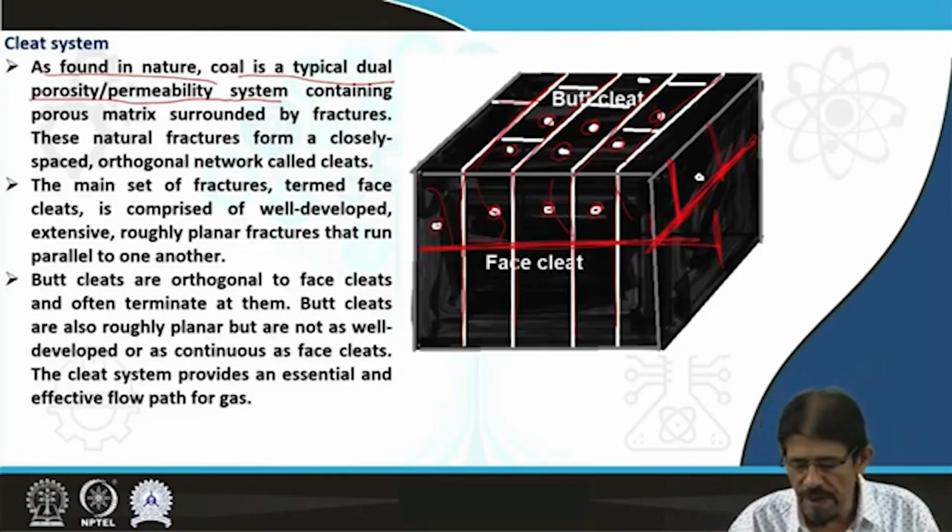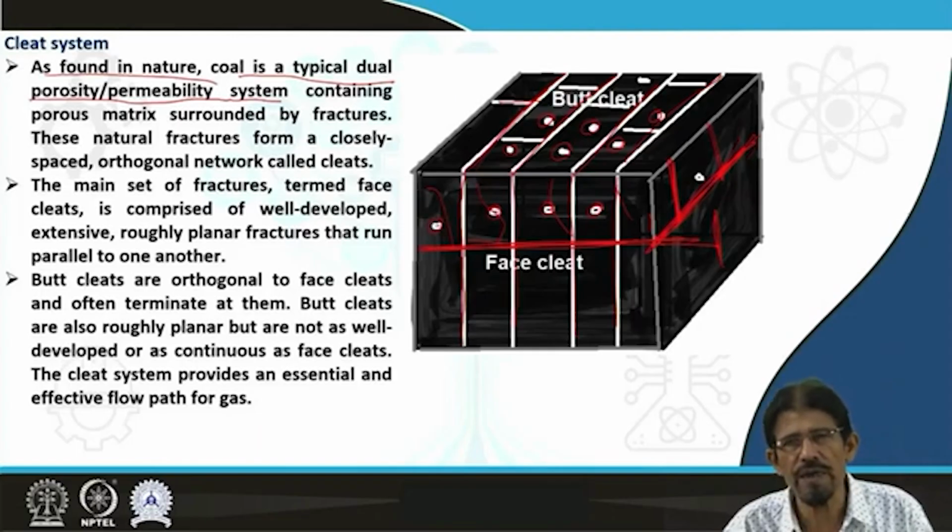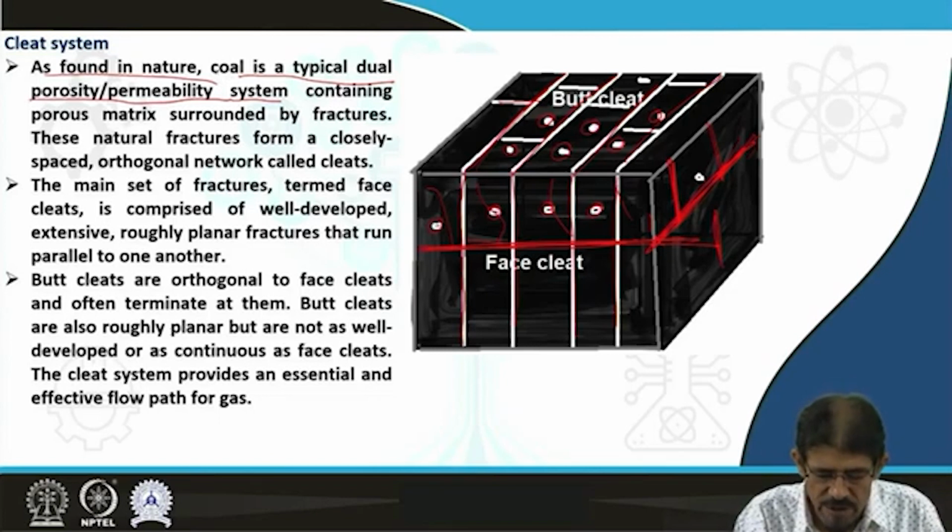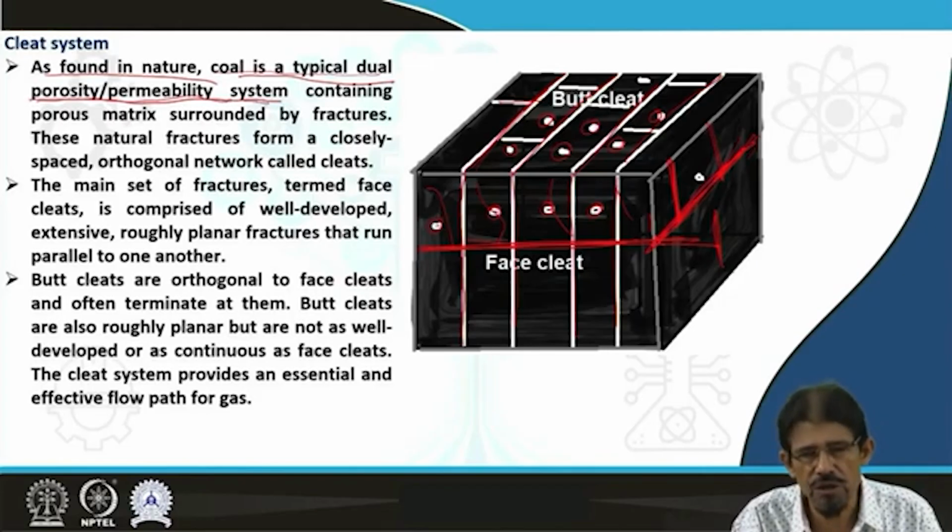Therefore, we can say that coal contains two types of porosity. One is primary porosity, another is secondary porosity, and secondary porosity is complicated in nature due to the presence of different types of cleats, bedding, joints, fractures, cracks, etc. Therefore, we can say that coal is a typical dual porosity permeability system and different from conventional reservoir rocks.